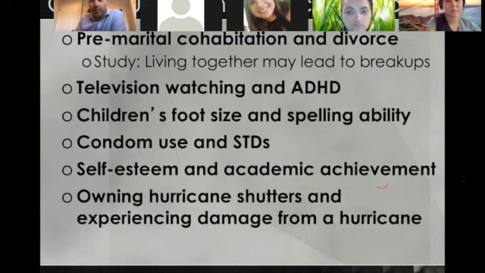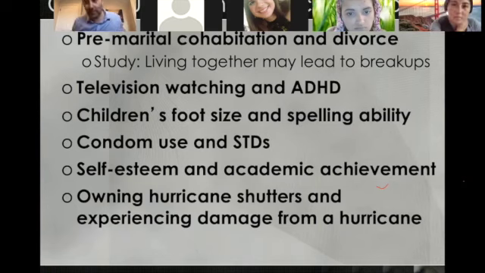Last one, people who own hurricane shutters are more likely to experience damage from a hurricane than people who don't. So sell all your hurricane shutters, right? Wrong. Obviously, there's no connection. There's no causal direction, X causes Y, right? It's obviously not the case that owning hurricane shutters causes people to experience damage from a hurricane. So what's going on? Depends on location, as people are saying in the chat.